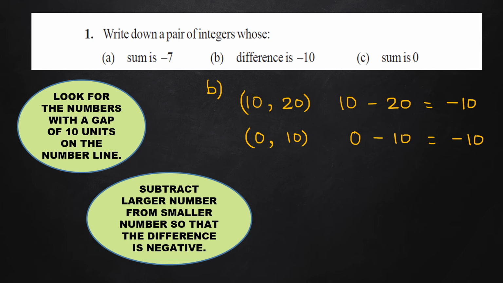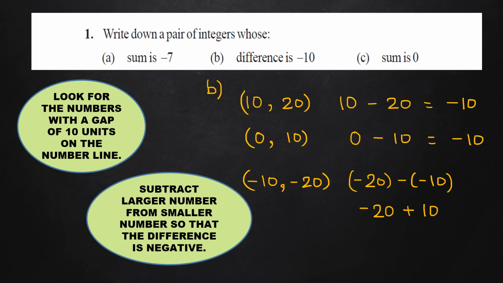Next, let us take an example of the two negative numbers, minus 10, minus 20. Again, we'll subtract the larger number from the smaller number. Minus 20 minus minus 10, which gives us minus 20 plus 10, and the answer will be minus 10. So again here, we look at the three possible combinations of integers where the difference is minus 10.